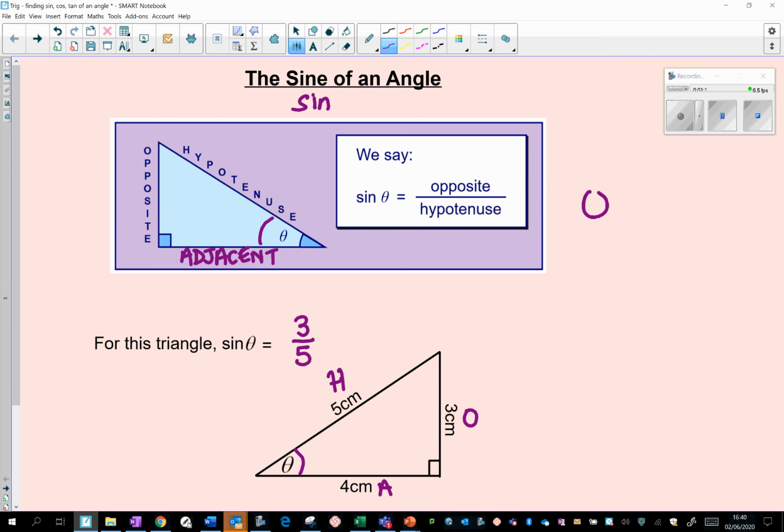And sorry, I forgot to say, this symbol theta, it's actually a Greek letter of the alphabet, and we often use it for an unknown angle, so an angle we don't know the size of.